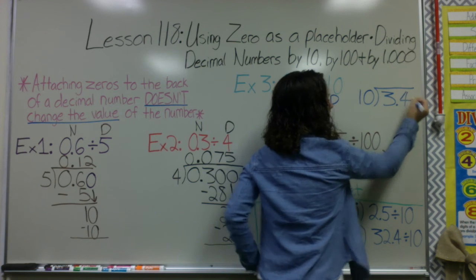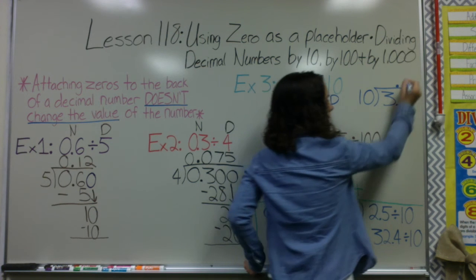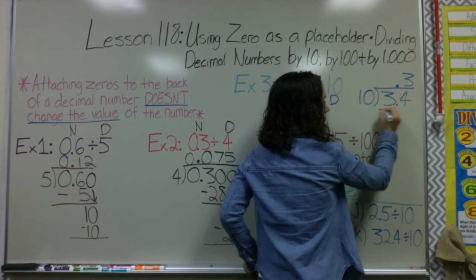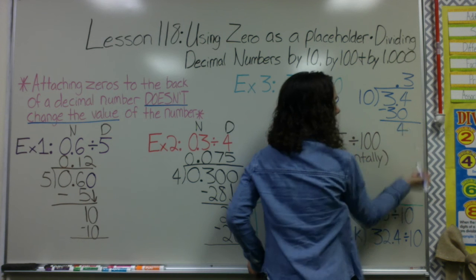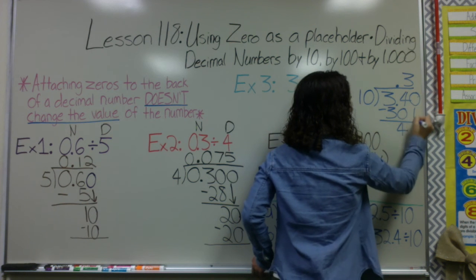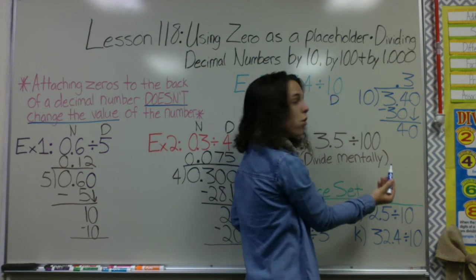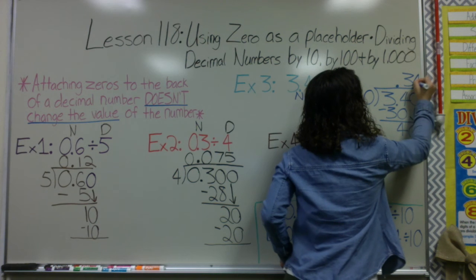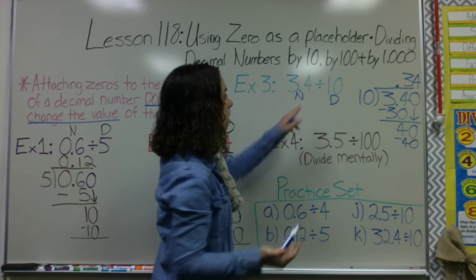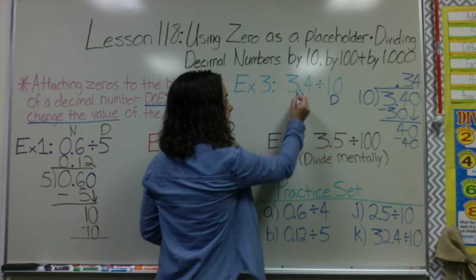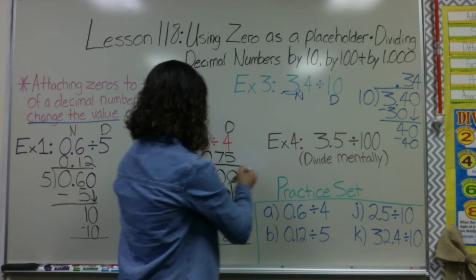My dividend and divisor. 10 can go into 34. The decimal point goes straight up. It goes in 3 times. Minus 30. And I have 4 left over. So I need to attach a 0 at the end to bring down because my value doesn't change. 10 goes into 40 4 times. So, as you can hopefully see, all I did when I divided was my decimal point actually moved to the left. It moves to the right when you multiply.